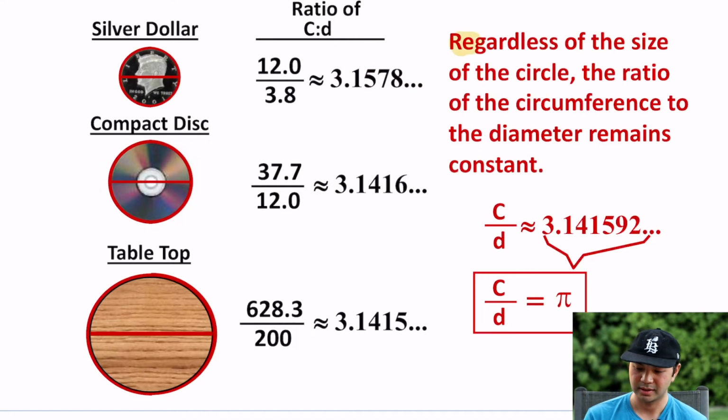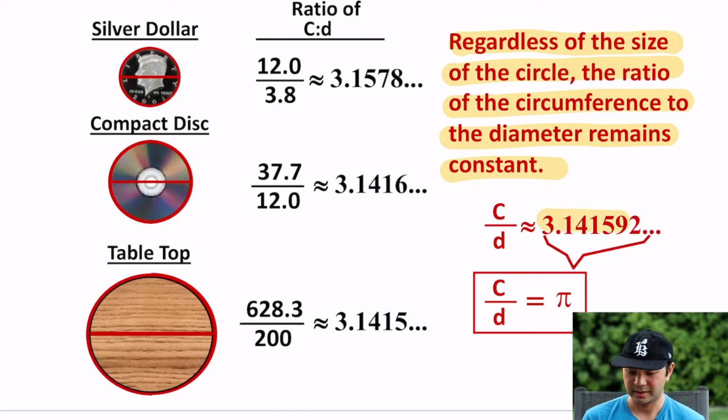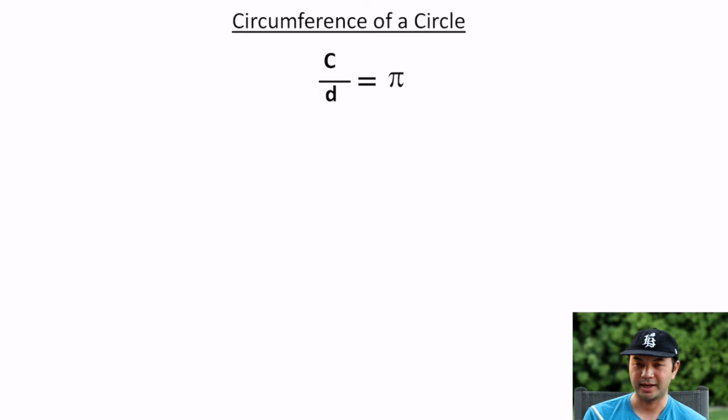So regardless of the size of the circle, the ratio of the circumference to the diameter remains constant, meaning it stays the same. No matter how big the circle is, it's going to be this number, which is pi. So circumference over diameter, if you divide it on any circle, it's going to be pi. So maybe you're thinking, why isn't this pi? Why isn't this what I'm used to? Just because you cannot measure the circumference of a silver dollar as accurately as you can a tabletop. We know now that the circumference divided by the diameter equals pi.